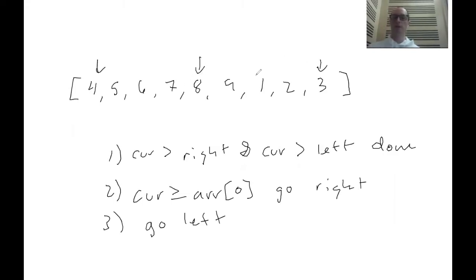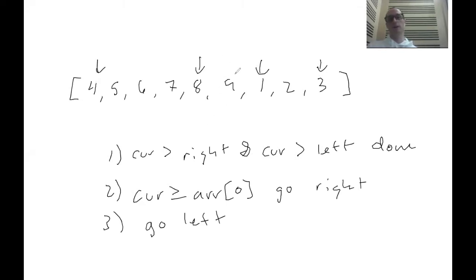So we'll take the middle value, which is 1, and we'll compare it to the value on its left. Is it greater than the value on its right? No, it's not. So we know that this is not our peak. So we'll check to see, is the current value greater than or equal to the first value in the array? It's not. So that means we can eliminate all the answers to the right of this value. So we'll take our high pointer here and we'll move it up to the current value that we're on.